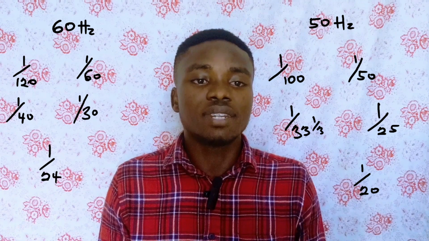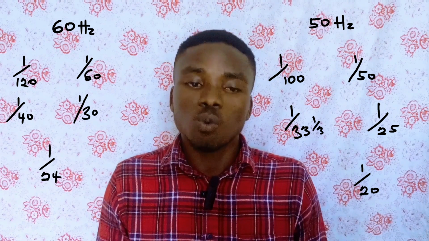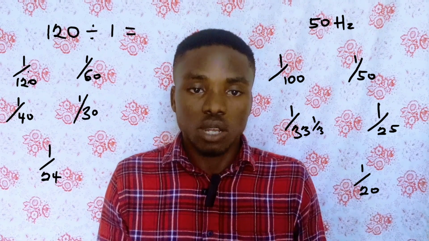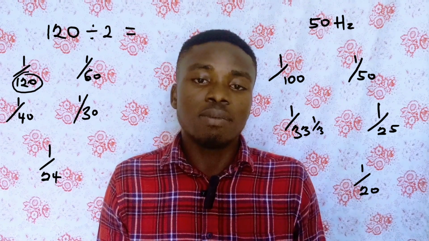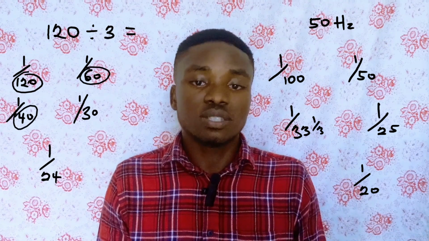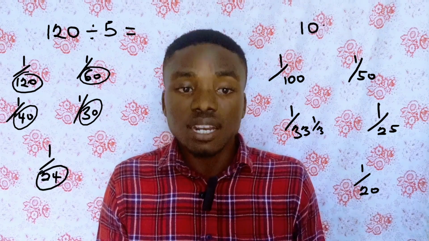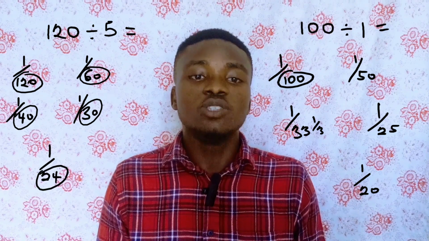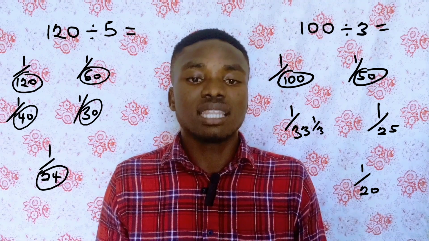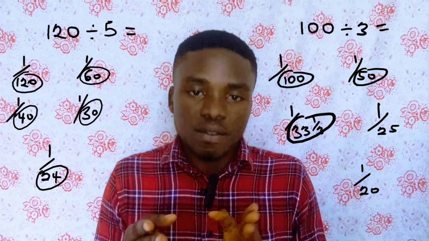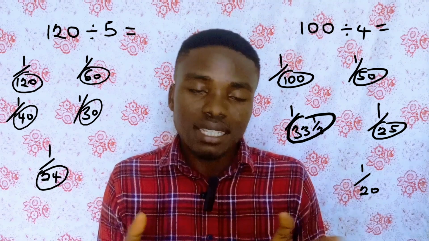How did we arrive there? Well, pretty easy. 120 divided by 1 is 120. 120 divided by 2 is 60. By 3 is 40. By 4 is 30. And by 5 is 24. 100 divided by 1 is 100. By 2 is 50. By 3 is 33 and a third. By 4 is 25. Nice and easy.